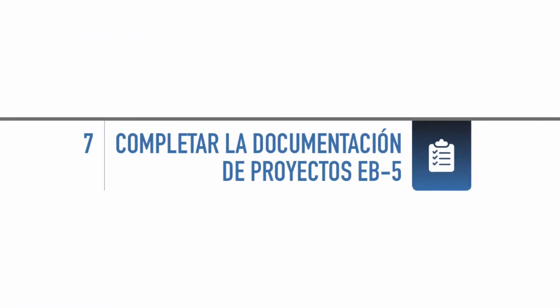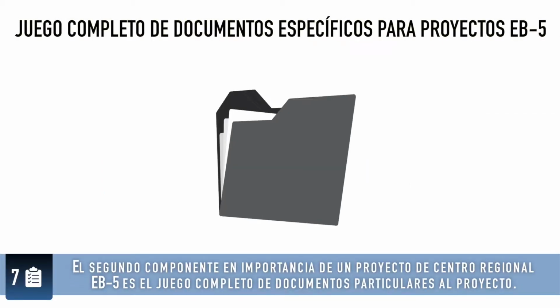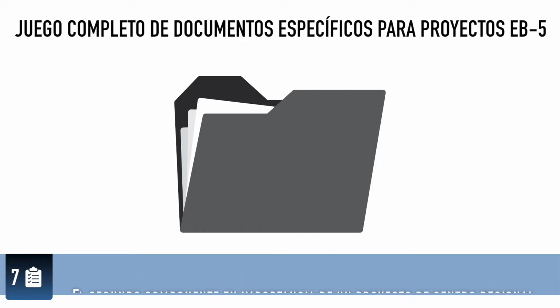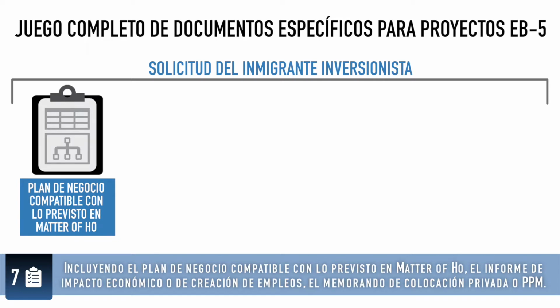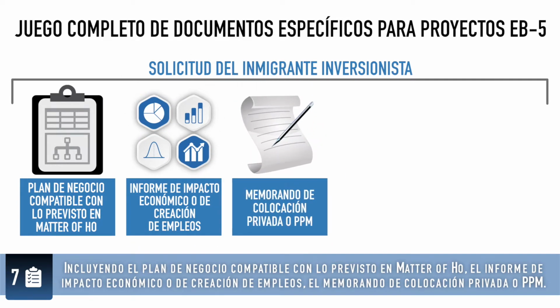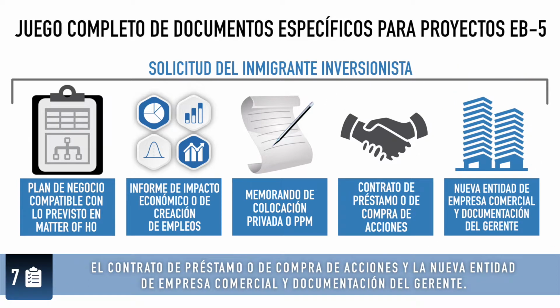Complete EB5 project documentation. The second major component of an EB5 regional center project is the complete set of EB5 project-specific documents. These include the project's EB5 Matter of Ho compliant business plan, economic impact or job creation report, private placement memorandum or PPM, loan agreement or stock purchase agreement, and new commercial enterprise entity and manager documentation.